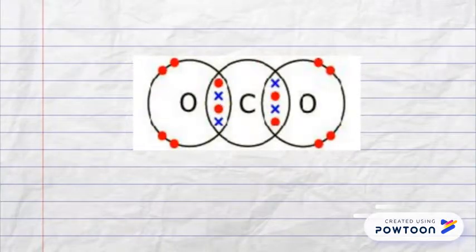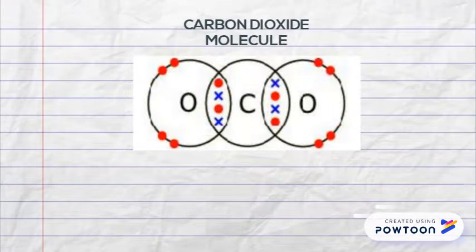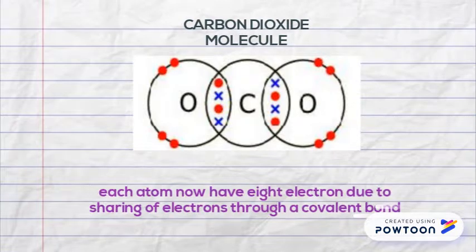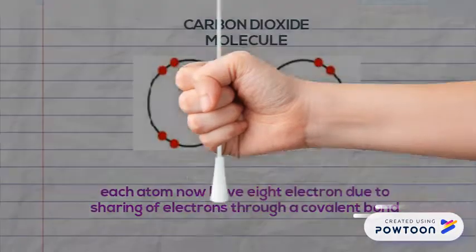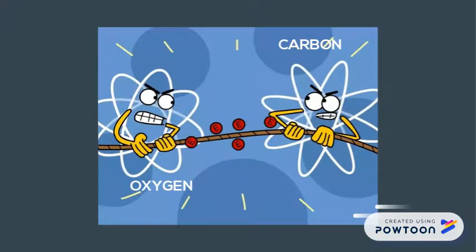So here are two oxygen atoms combined with a carbon atom to form a carbon dioxide molecule. Both of them share 2 electrons each, and each of them now has 8 electrons. The problem here now is both of the atoms want to pull the shared electrons towards themselves. But who will win the tug of war? Well, the answer depends on the electronegativity of the atoms.